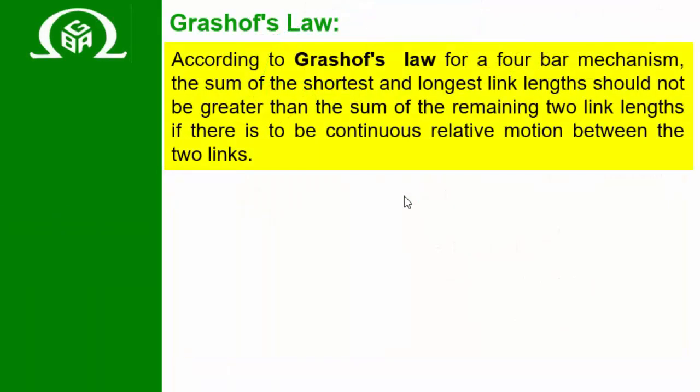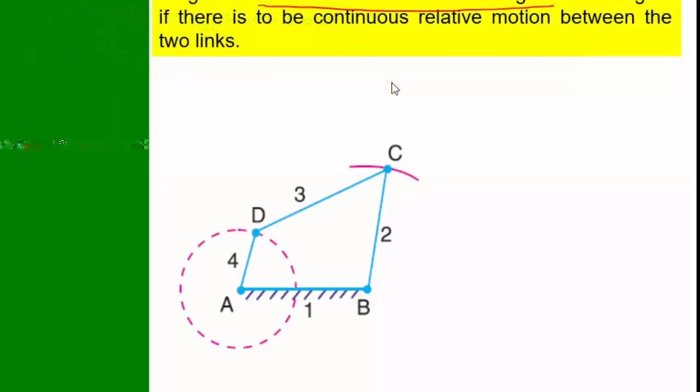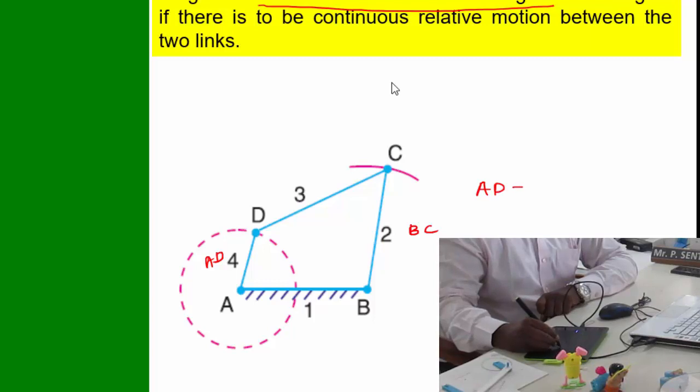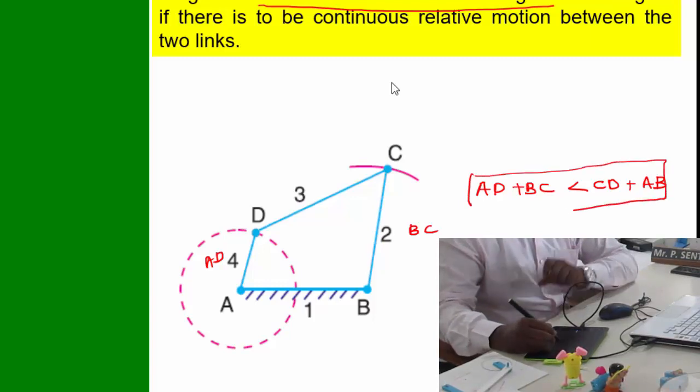Grashoff's law states that sum of the shortest and longest link should not be greater than sum of the remaining links. Let us consider the 4-bar diagram. Here the shortest link AD and longest link BC. So AD plus BC less than, which means should not be greater than, so less than remaining links AB plus CD. So this is a condition to be satisfied for a 4-bar mechanism.